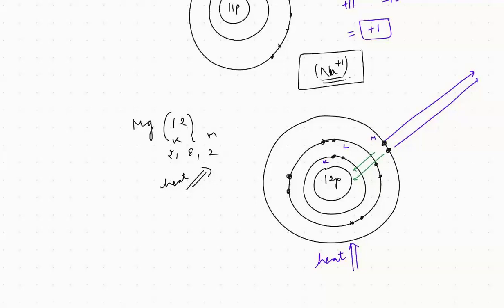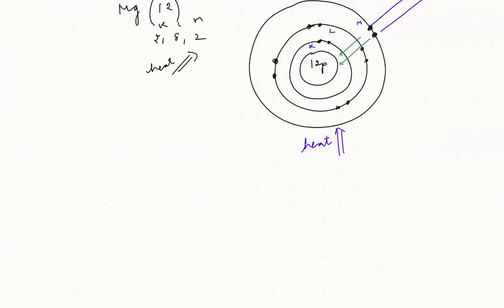When this happens, magnesium will have 12 protons inside the nucleus, but they would have 10 electrons. For 1 proton, the charge will be plus 1, so for 12 protons, the charge will be plus 12. For 1 electron the charge is minus 1, so for 10 electrons, the charge will be minus 10. Hence the charge would be plus 2. So I would say magnesium's valency would be plus 2.